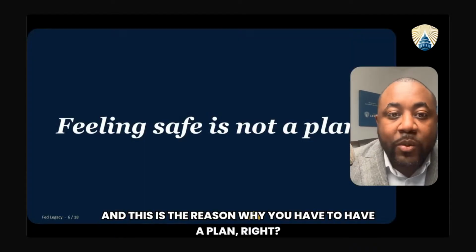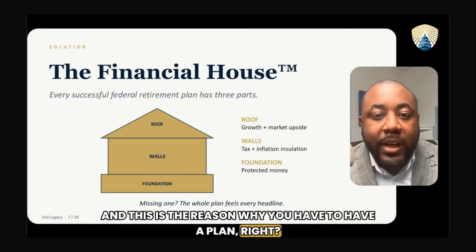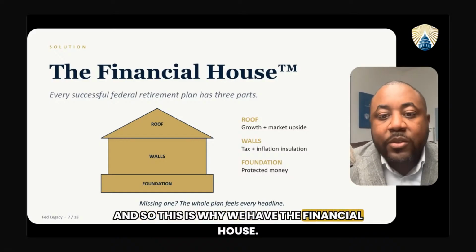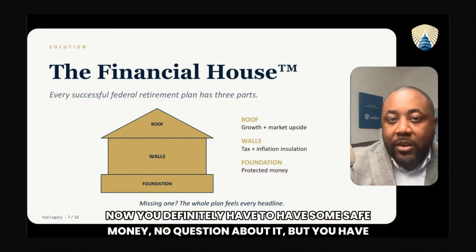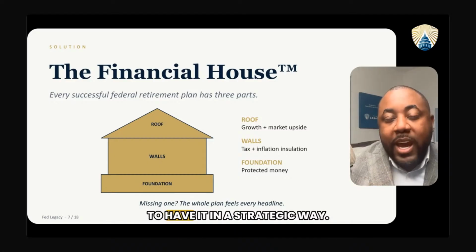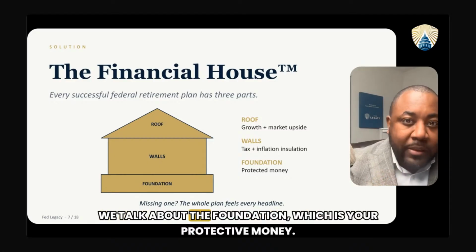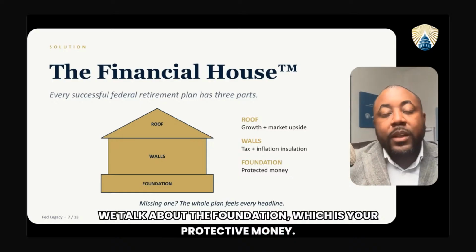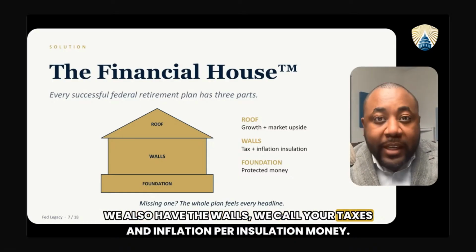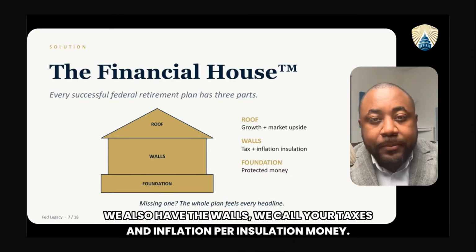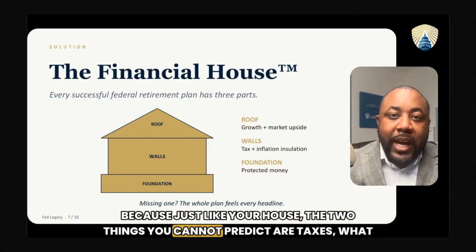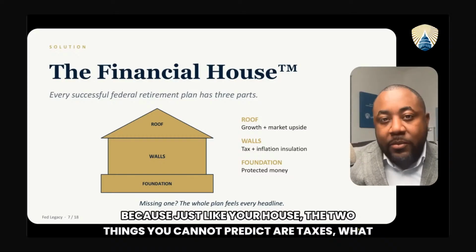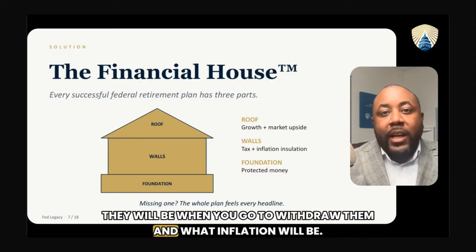And this is the reason why you have to have a plan, right? And so this is why we have the financial house. The financial house strategically puts protection money in place. Now, you definitely have to have some safe money, no question about it, but you have to have it in a strategic way. We talk about the foundation, which is your protected money. We also have the walls, what we call your taxes and inflation insulation money. Because just like your house, the two things you cannot predict are taxes, what they will be when you go to withdraw them, and what inflation will be.